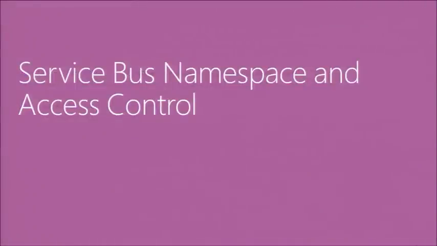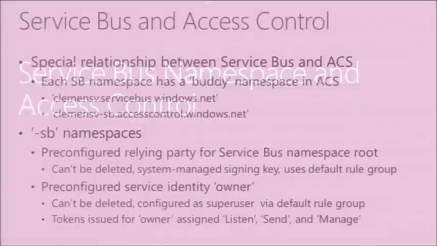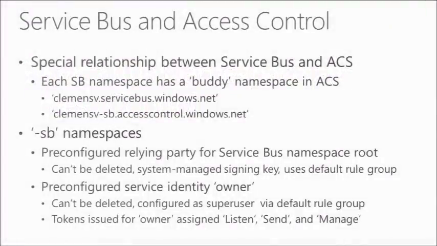Lastly, how do you secure all this? So we have these keys that we're using, owner and some secret. What does that mean? Service Bus has a special relationship with ACS, the Access Control Service. It's also part of Windows Azure. Each Service Bus namespace has a buddy namespace in ACS. So Clemens v.servicebus.windows.net has a buddy namespace, Clemens v-sb.accesscontrol.windows.net. And they're pre-configured with a relying party for Service Bus, and a pre-configured service identity, owner. So that's how we set this up.